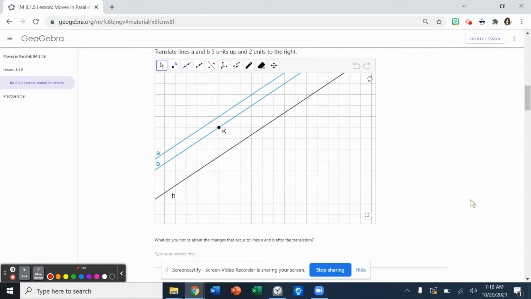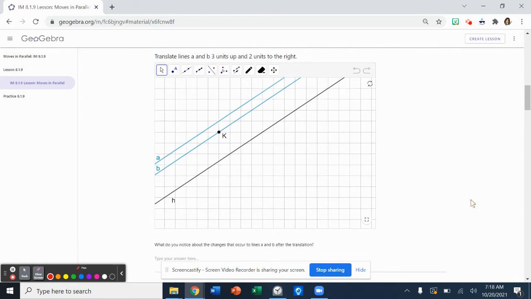Okay, so now you have directions to translate lines A and B, 3 units up and 2 units to the right. So it's asking you to translate both lines A and B 3 units up and 2 units to the right. So go ahead and pause this video and complete those translations. So you should have completed the translations for A and B. I'm not going to do it here because all you were doing was moving 3 units up and 2 units to the right on both lines.